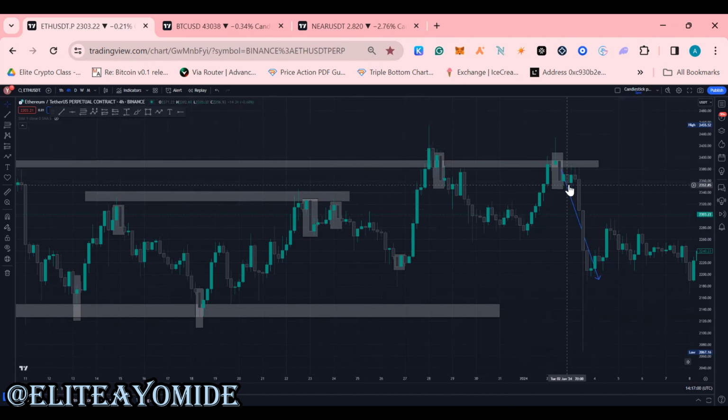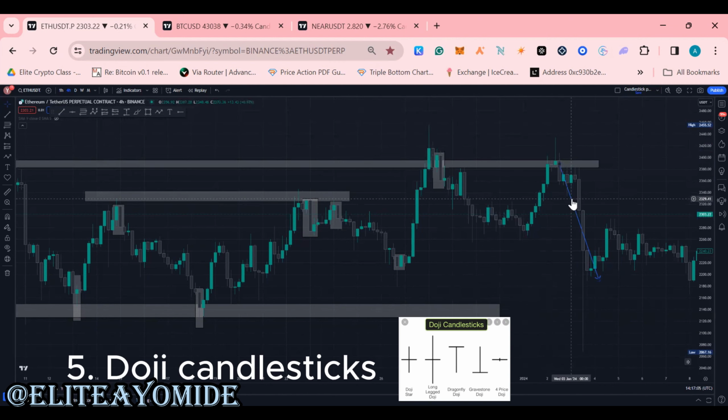Now, there's another form of candlestick that most traders don't trade whenever it forms, and that is what we call the doji candlestick. Doji means indecision. That means there is no winner and there is no loser. The buyers and the sellers are equal at that particular point in time, or should I say almost equal. So when you see a candlestick that has a tiny to no body and a wick, either long or short, what matters is that in the doji candlestick, the body is always very, very tiny. Now let me show you.